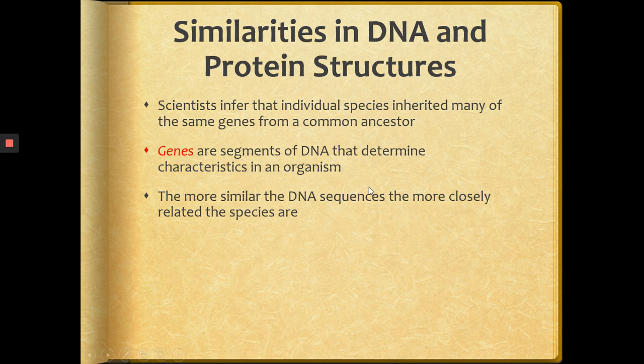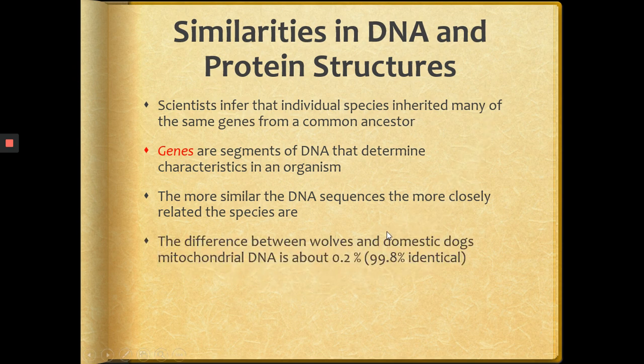Your book doesn't really go into this very much, but a couple examples here are if we look at the DNA between wolves and domestic dogs. Okay, so in their mitochondrial DNA, about 99.8% of their DNA between a wolf and a domestic dog is identical. Okay, so just that 0.2% gives us the difference between a wolf and a domestic dog.